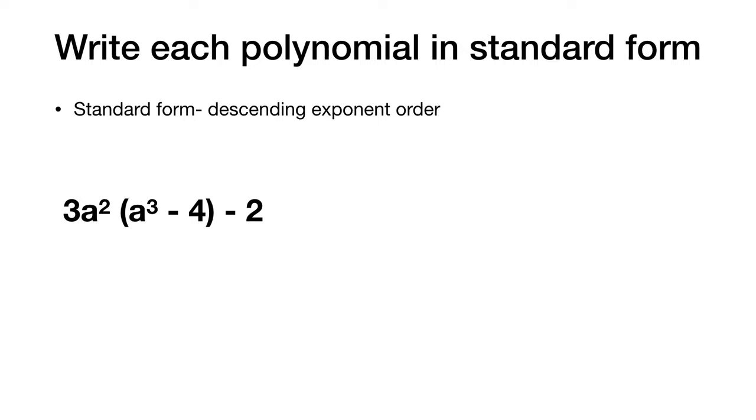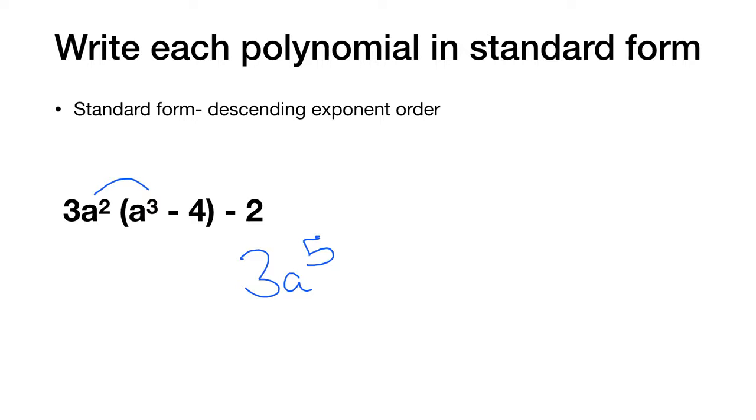All right, let's look at our next one. In this case, what we have to do is distribute. 3a times a cubed ends up being 3a to the 5th. Remember, if I multiply two variables that have an exponent, we add the exponent if they're the same variable.